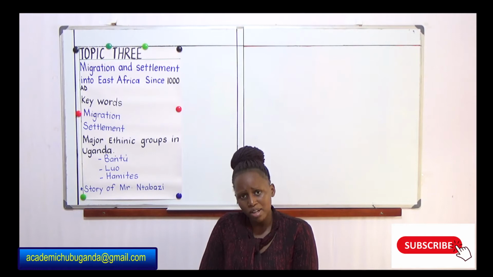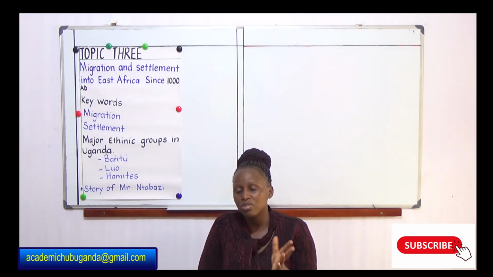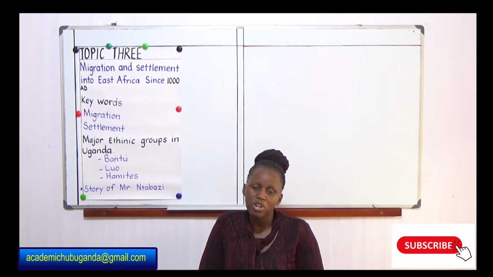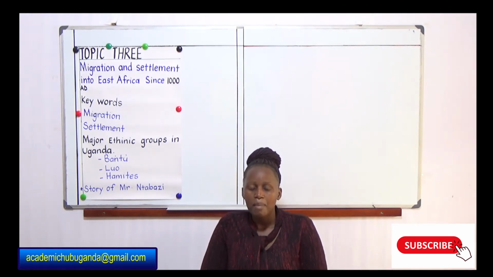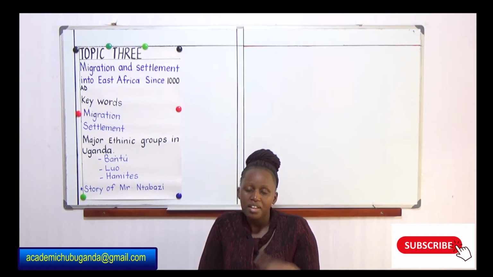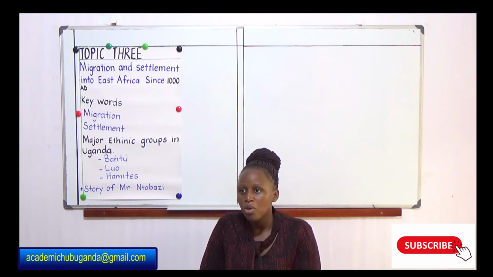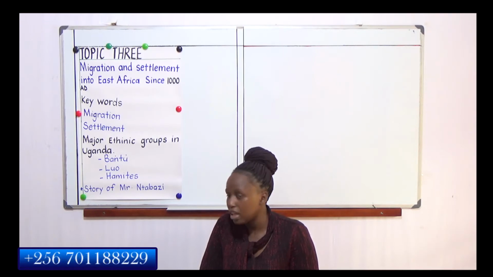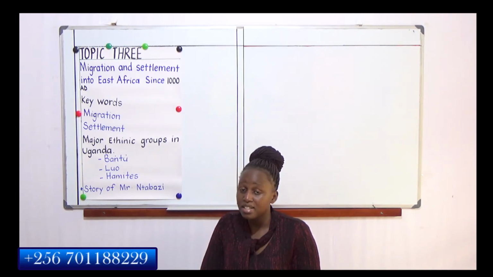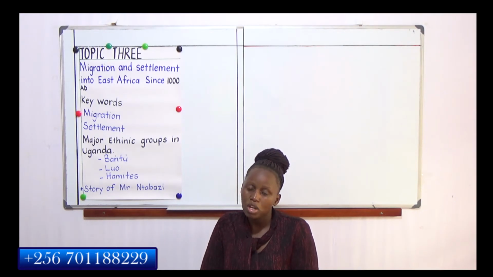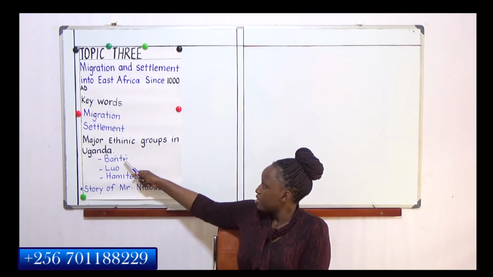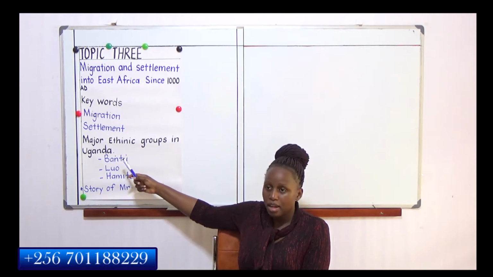First of all, I want to know, where did the Bantu come from? There are many stories, and history always says their migration is not clear because no one was there when they were migrating. But it is said that they came from the Niger-Congo basin, or the Cameroon Highlands. The Luo came from Sudan, from a place called Bahr el Ghazal. And the Hamites came from Ethiopia, and they're mainly cattle keepers. The Bantu are farmers, they're agriculturists.